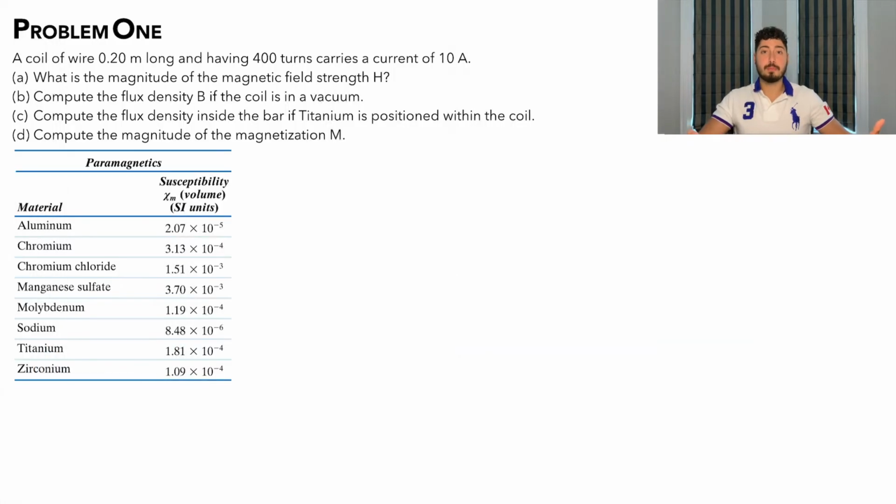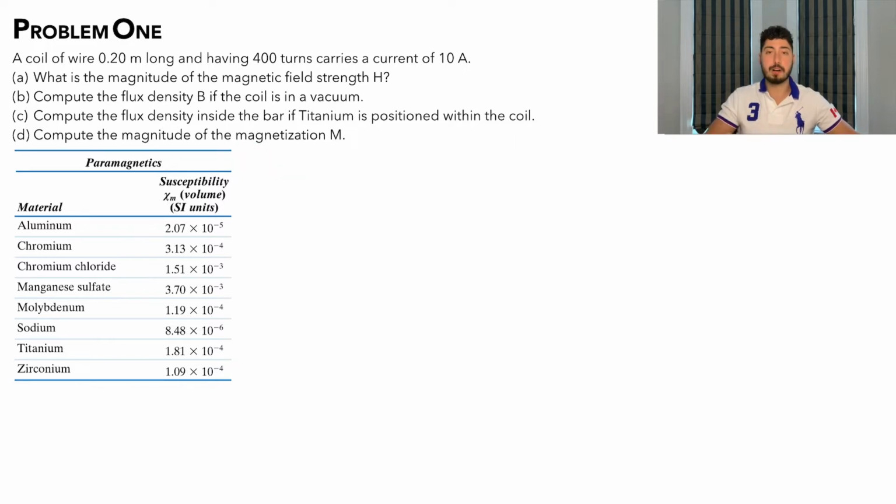Let's begin with problem number 1. Problem number 1 reads, a coil of wire 0.2 meters long and having 400 turns carries a current of 10 amps. A. What is the magnitude of the magnetic field strength? B. Compute the flux density if the coil is in a vacuum. C. Compute the flux density inside the bar if titanium is positioned within the coil. And D. Compute the magnitude of magnetization.